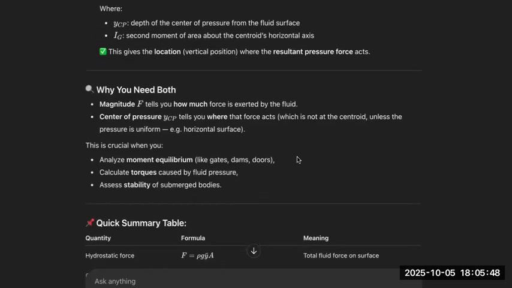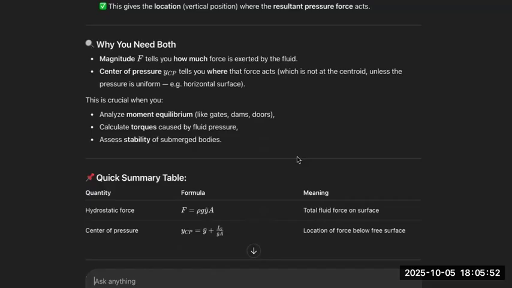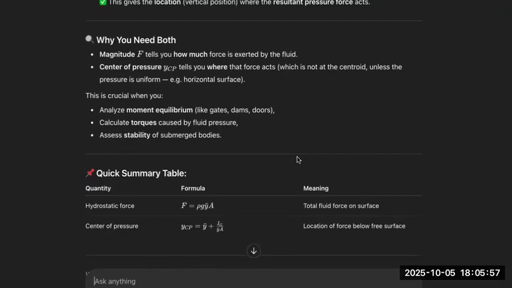So why do you need both? The magnitude F tells us how much force is exerted by the fluid, and the center of pressure tells you where that force acts, which is not at the center unless the pressure is uniform, that is, a horizontal surface. This is crucial when you analyze moment equilibrium, like gates, dams, and doors, and when you calculate torques caused by fluid pressure, and when you calculate moment, as we are doing right now. That's why we need to consider the center of pressure. And it's also useful in assessing the stability of submerged bodies.